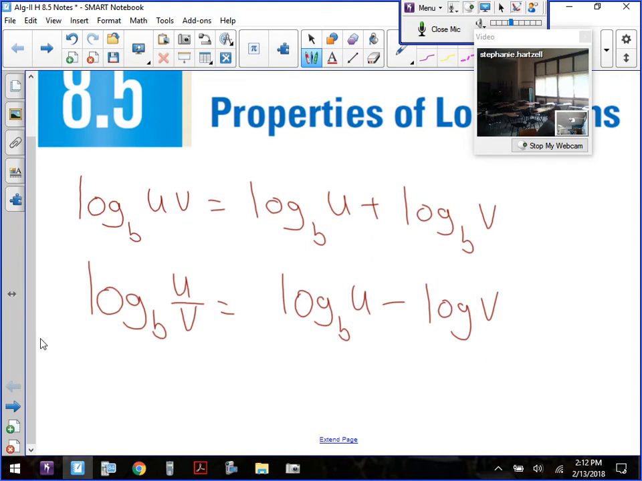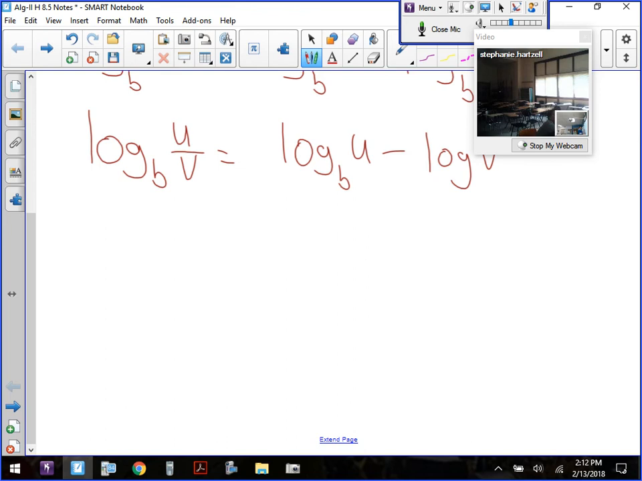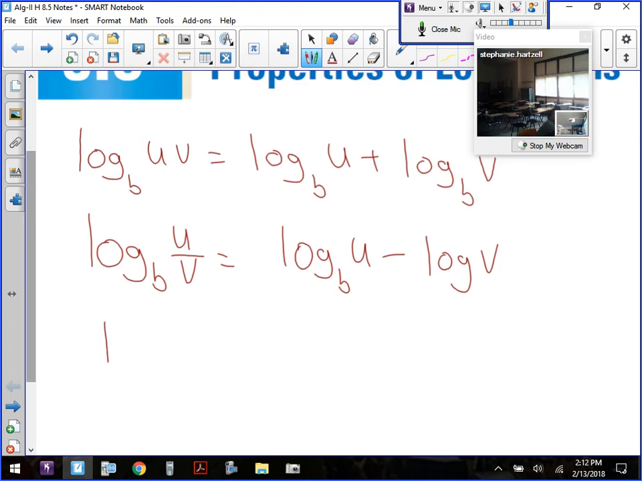And then the last one that we talk about is when you have a log that's raised to an exponent, or I'm sorry, the log itself has an extra exponent to it. You can move the exponent out front. So you can move this up just a bit. You have log base b of u to the n.